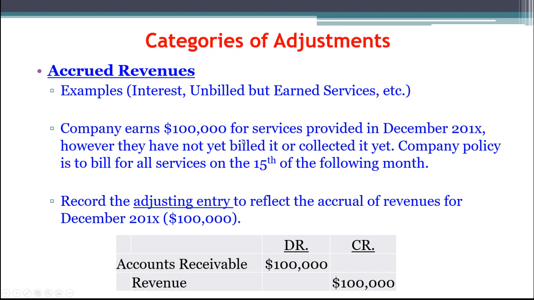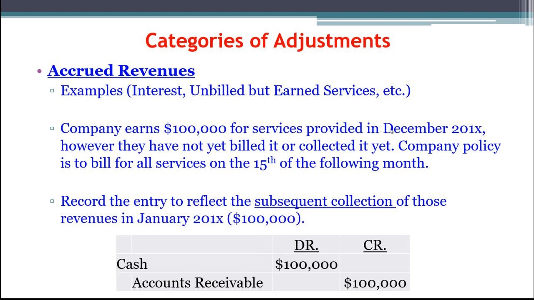So we're going to force the journal entry to include both the accounts receivable asset as well as the revenue credit to show that we've earned the money and we're entitled to it. And then when we get around to billing it, there's no additional entry needed. It's already recorded properly. Now let's get to the actual January where we collect this.